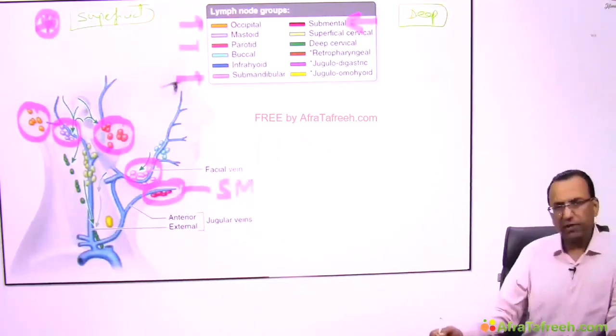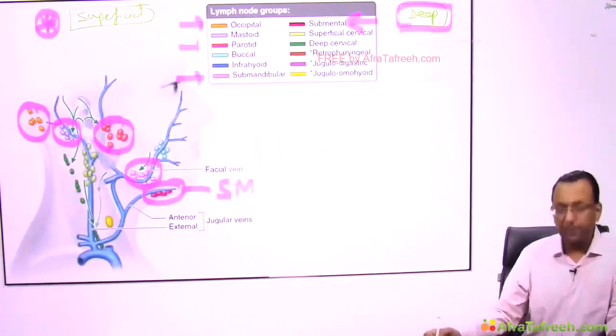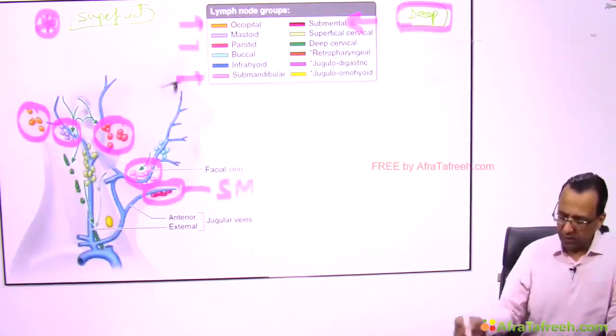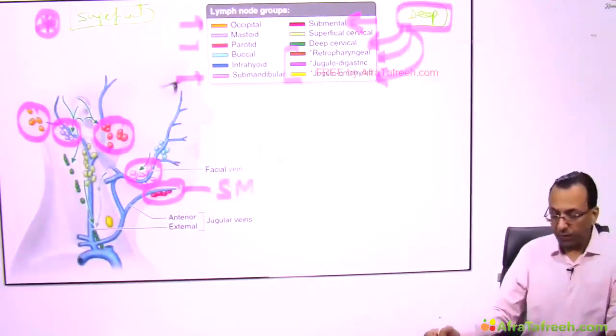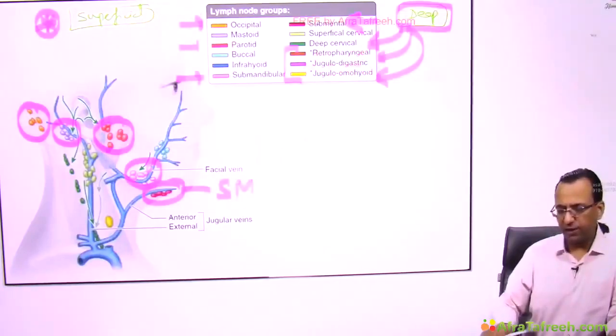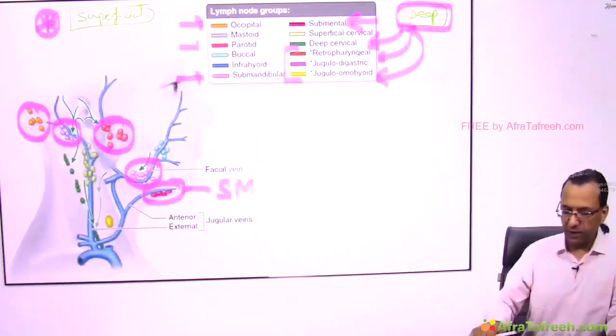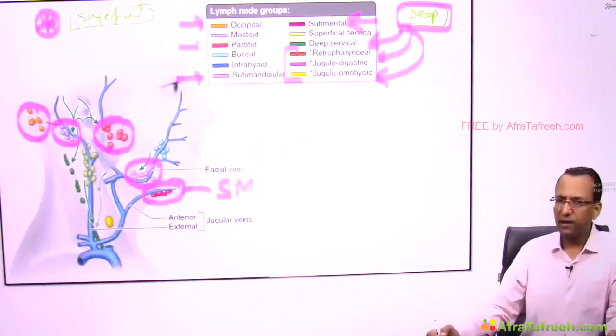And then where are they draining? Superficial will drain into deep. Then what are the deep lymphatics? Let us talk about them. They are retropharyngeal, jugulodigastric and jugulo-omohyoid. So you are talking about these three now. Retropharyngeal, yes, behind the pharynx. Jugulodigastric, what do you mean by jugulodigastric? What do you mean by jugulo-omohyoid, if you are saying these are the deep cervical lymph nodes? Let me draw a diagram and then we will discuss.